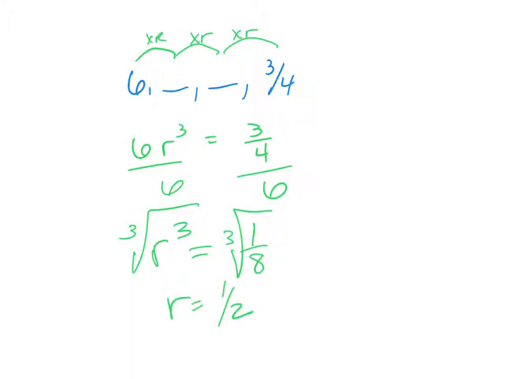So when I multiply 6 by 1/2, I get 3. And when I multiply 3 by 1/2, I get 3/2. And when I multiply 3/2 by 1/2, I get 3/4. So I am correct. I filled in the blanks.